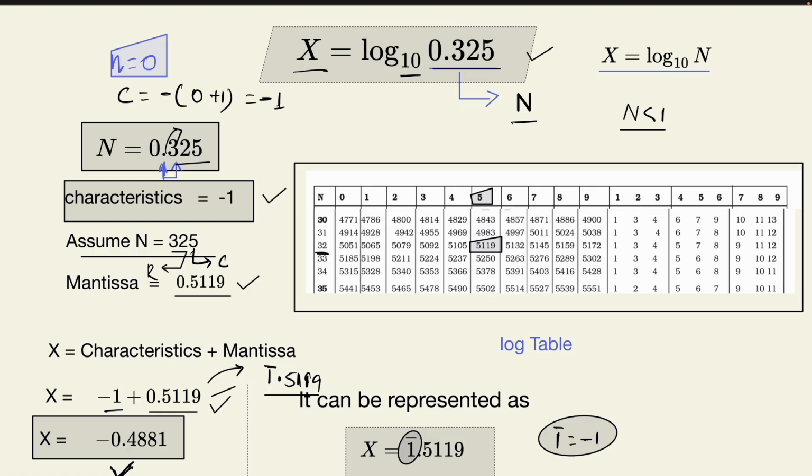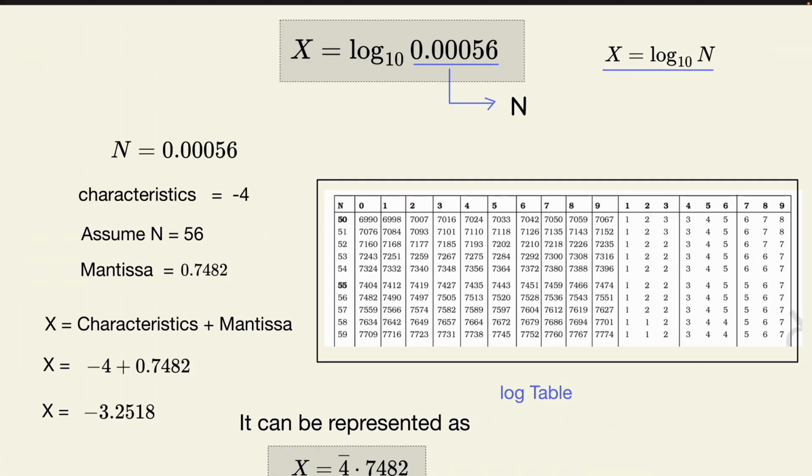Let's understand another example. Here in this example, x is equal to log 10 to the power 0.00056. The same method is repeated. We first write the n value, 0.00056. Now we have to find the characteristic of it. I hope that till now you have an idea how to find the characteristic. Here is the decimal and 5 is the non-zero number. How many zeros lie between the decimal and the 5? Total 3 zeros. So small n is equal to 3.